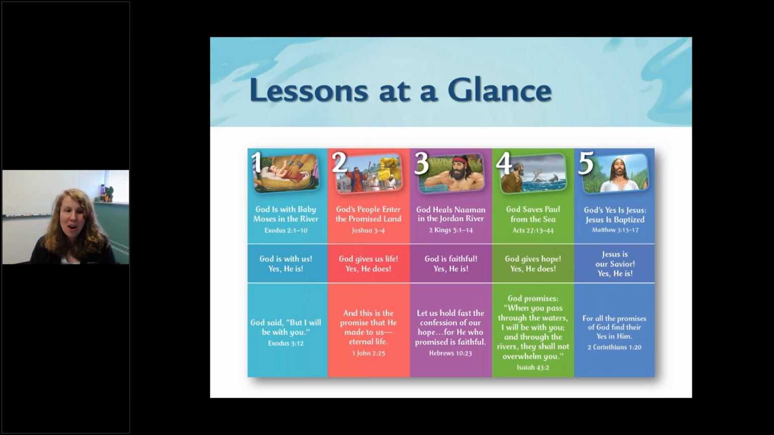But as soon as they listened to the Lord's words, the Lord's promise spoken through Joshua, those river waters parted and they were able to walk through on dry ground. Day 3, God heals Naaman in the Jordan River.